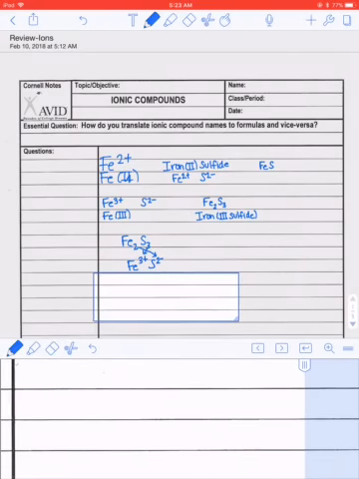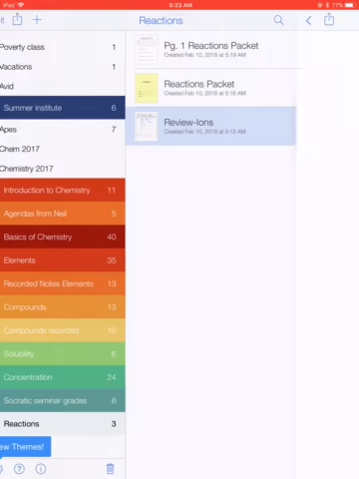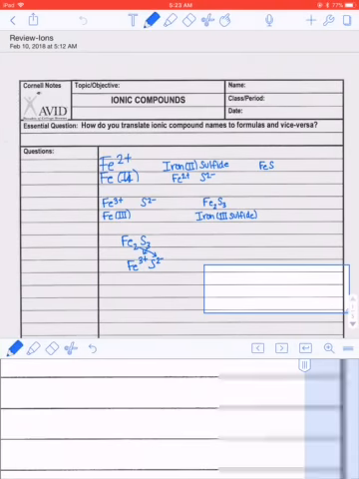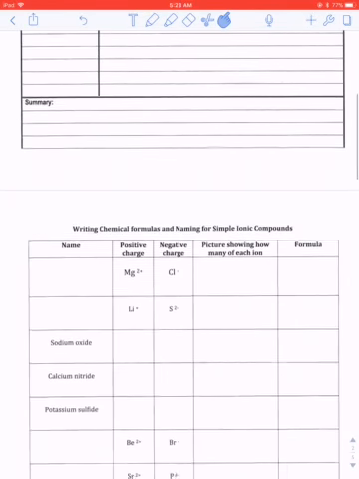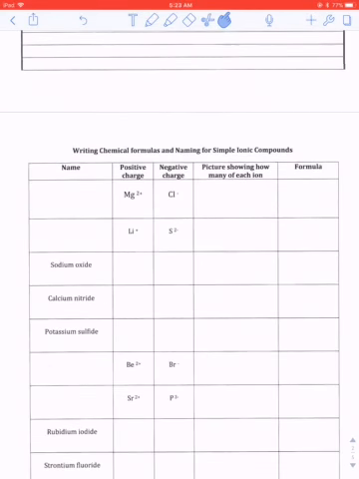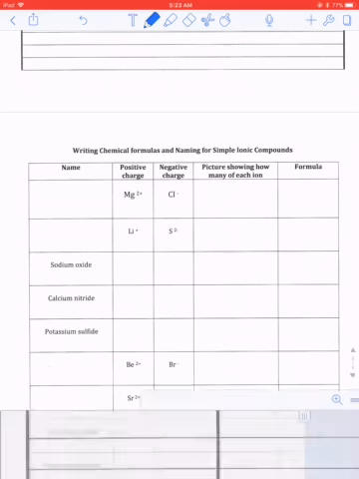Okay, so if you have more questions, I will put a video about transition metals on Schoology. Oops, I'm going to keep on going with the answers to the packet here.